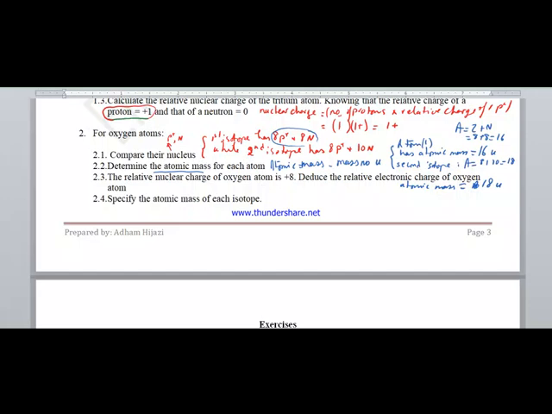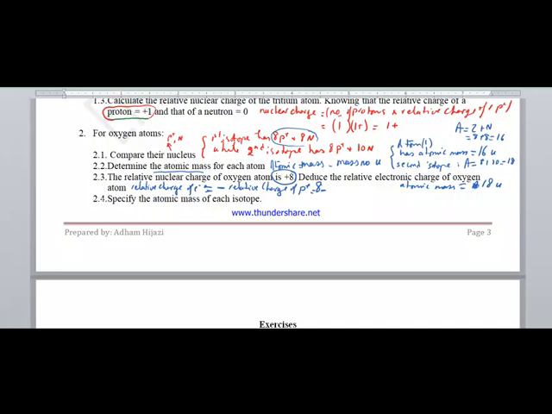To calculate the relative charge, the relative nuclear charge of an oxygen atom is 8 plus. Deduce the relative charge of the electron. We always know that the relative charge of an electron is equal and opposite to the relative charge of protons, meaning the opposite of this value, which is 8 minus.